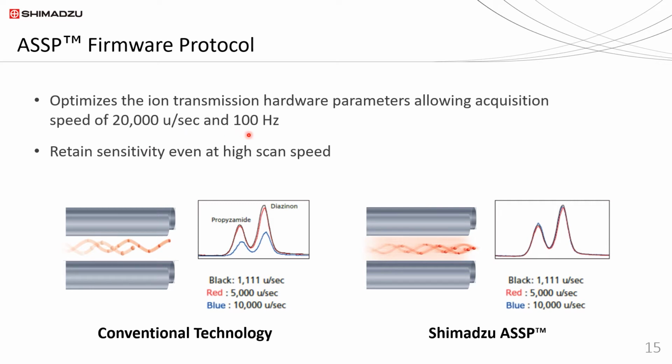With conventional technology, the sensitivity decreases drastically at high scan speed. As you can see in this plot, the blue plot at very high scan speed shows a reduced intensity or sensitivity compared to the data collected at low scan speed. Shimadzu ASSP technology ensures no drop in sensitivity even at very high scan speed.